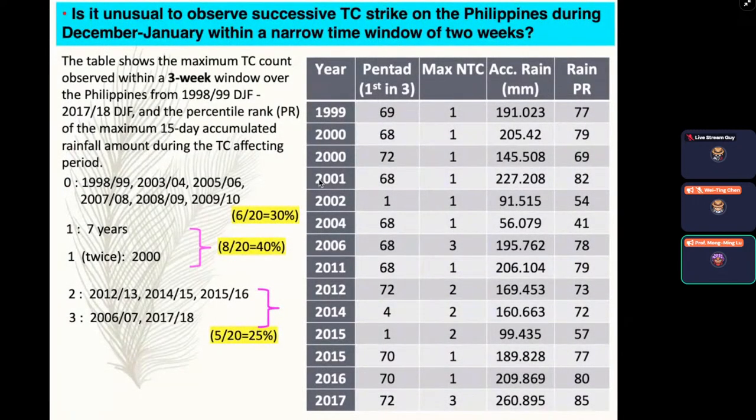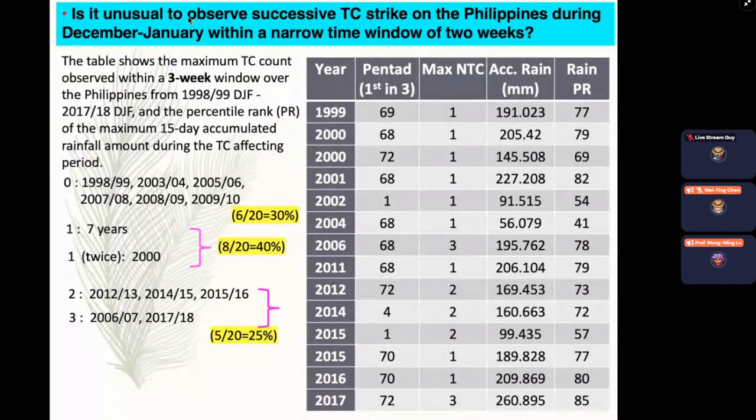Okay, so the first question is, is it unusual to observe successive TC strikes on the Philippines during boreal winter within a narrow time window of 2 weeks? This is a summary table that shows the maximum TC count observed within a 3-week window over the Philippines for 20 years, starting from 1998. The result shows that 30% of the years did not see any tropical cyclones, and 40% of the years saw at least one tropical cyclone within 3 weeks.